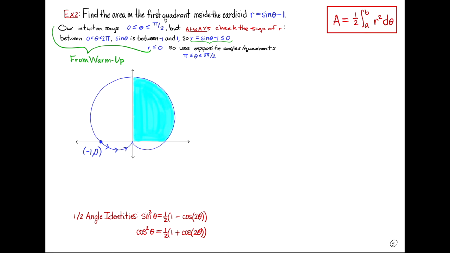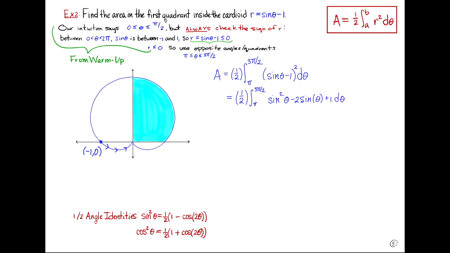To find our area, we have that area is equal to 1/2 the integral from pi to 3 pi over 2 of r squared, where r is equal to sine theta minus 1, d theta. This is equal to 1/2 the integral from pi to 3 pi over 2. Foiling sine theta minus 1 gives us sine squared theta minus 2 sine theta plus 1 d theta.